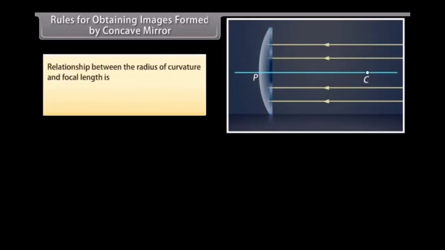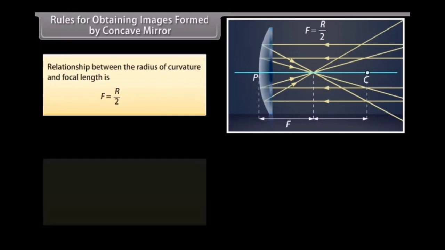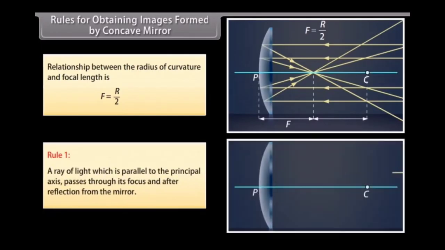Rules for obtaining images formed by concave mirrors. The relationship between the radius of curvature and focal length is f = R/2. Rule 1. A ray of light which is parallel to the principal axis passes through the focus after reflection from the mirror.